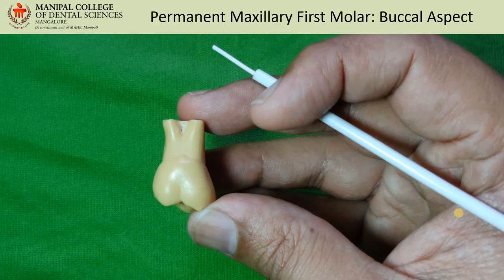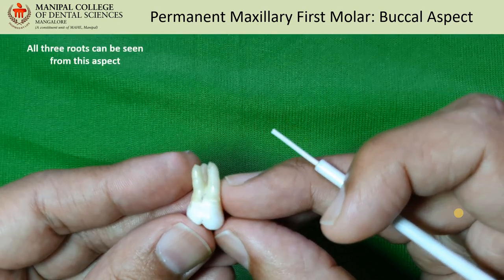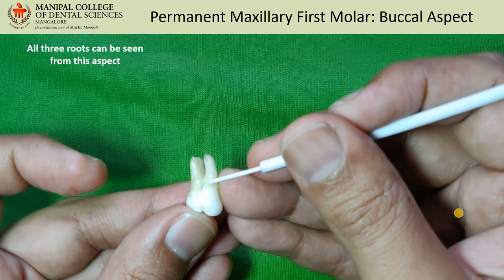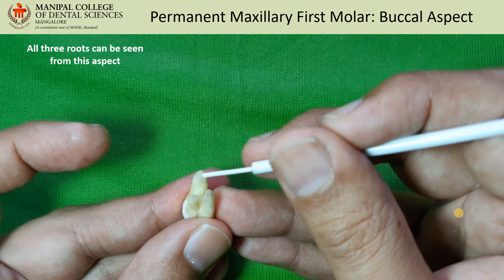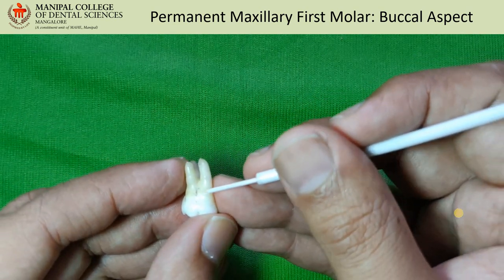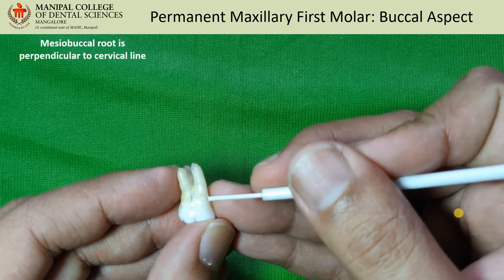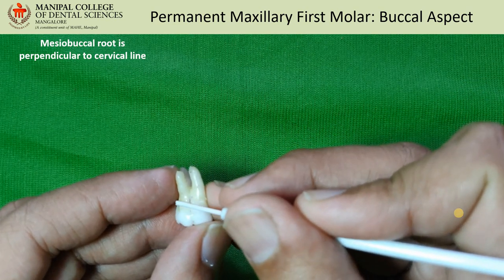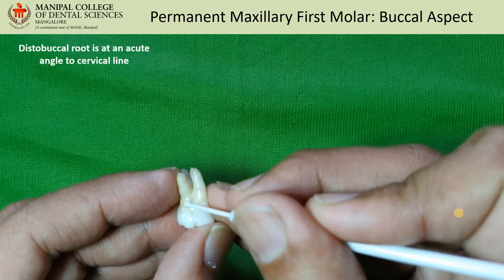Let us describe the root on a tooth specimen. When you look at this tooth from the buccal aspect, you can appreciate all the three roots. You can appreciate the mesiobuccal, distobuccal, as well as the palatal root, which can be seen between the two. The mesiobuccal root is straight and it forms a 90 degree with the cervical line. The distobuccal root, on the other hand, is more mesially oriented, making an acute angle at the junction of the cervical line.